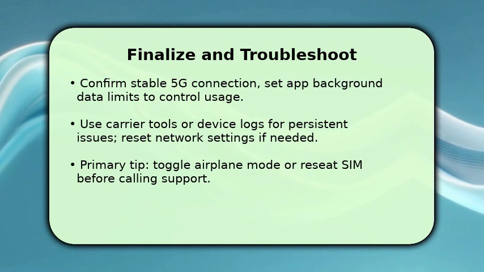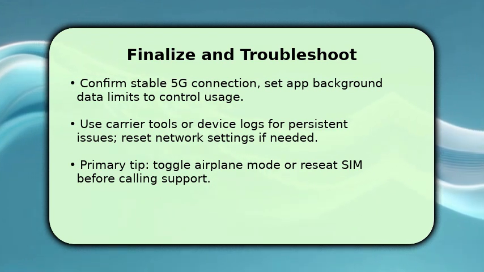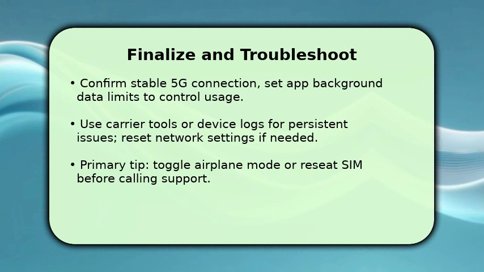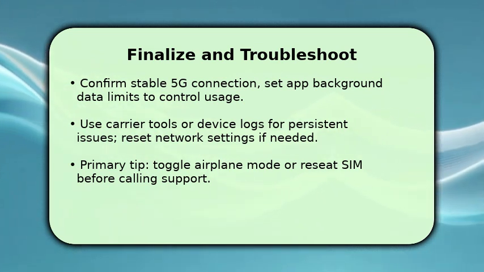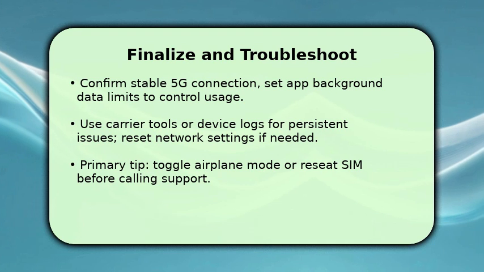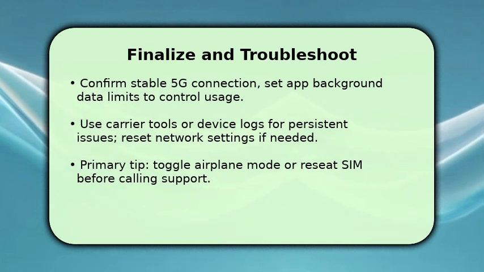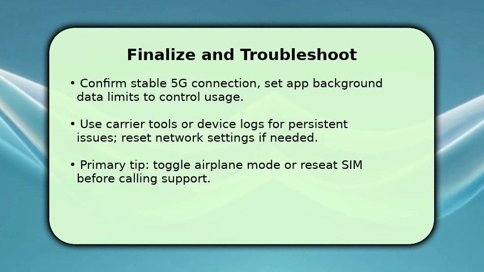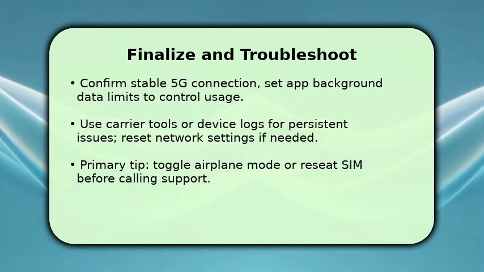to avoid surprises. If performance lags, capture speed tests and the serving band, then reset network settings to refresh radio profiles. Most problems clear if you toggle airplane mode or remove and reseat the SIM. If not, share logs and tests with your carrier for targeted troubleshooting.